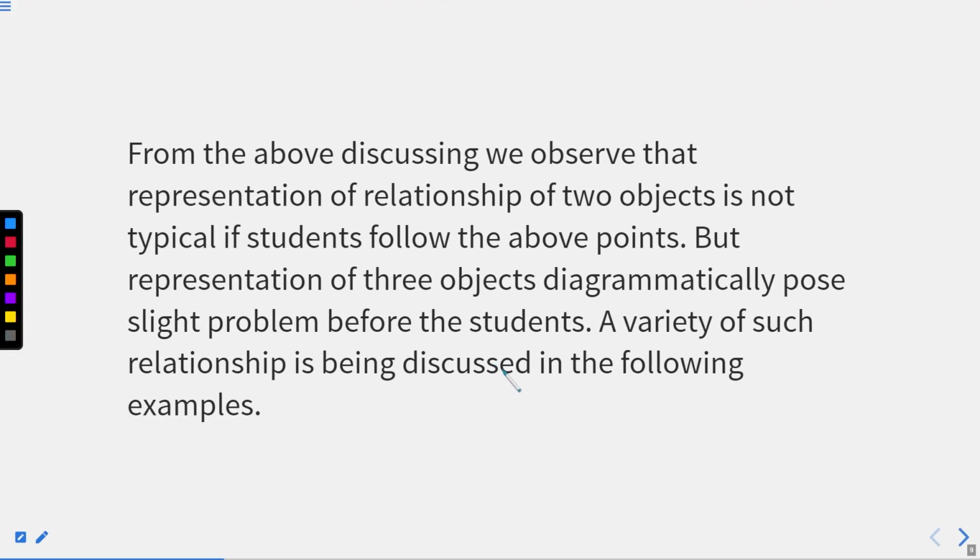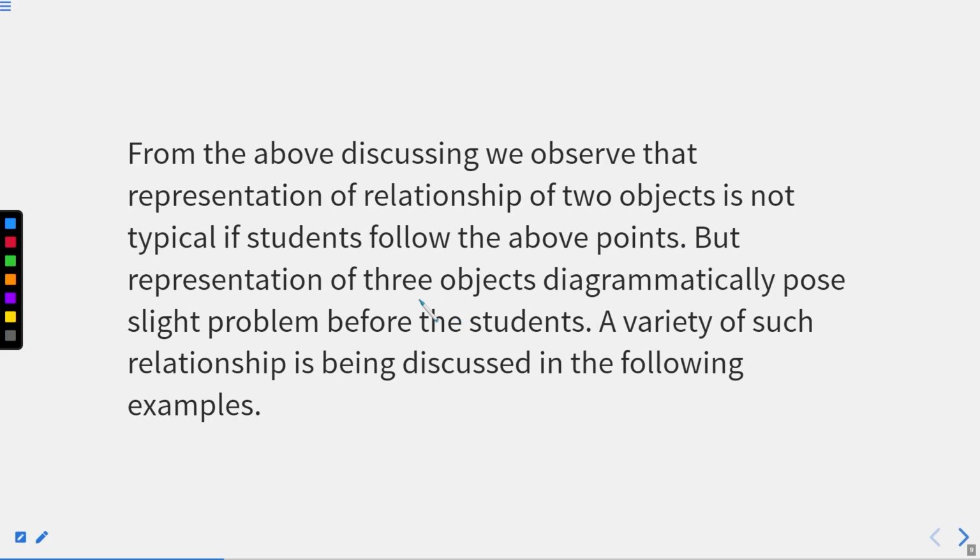Okay, there is an instruction before we start. From the above discussion that we have done earlier, we observe that the representation of the relationship of two objects is not typical if students follow the above points carefully. So if you follow all the instructions mentioned and the instructions given by me very carefully, then you won't find any problem while solving the question.